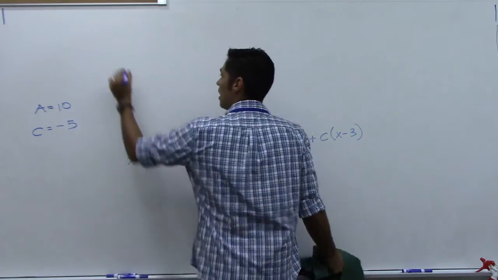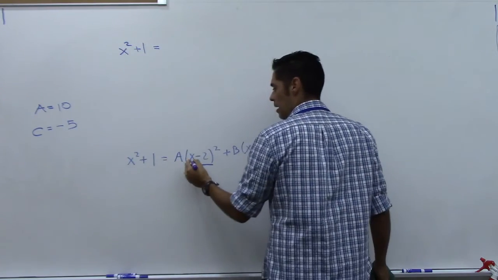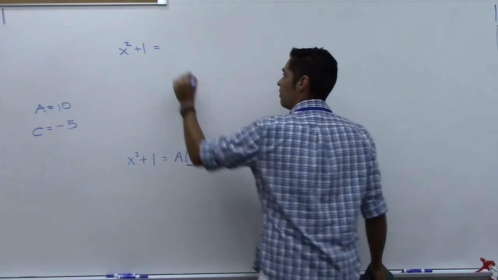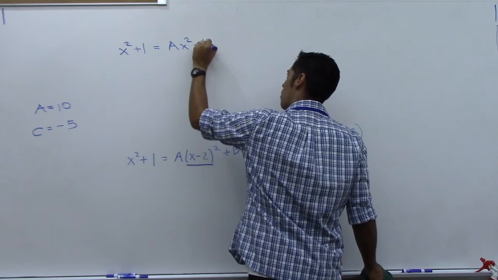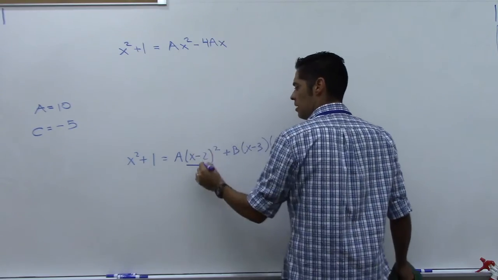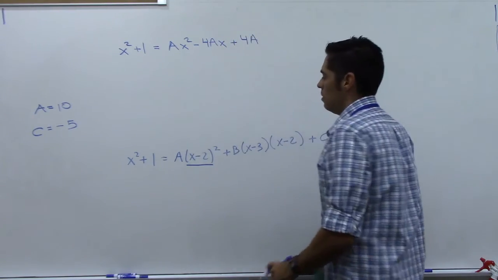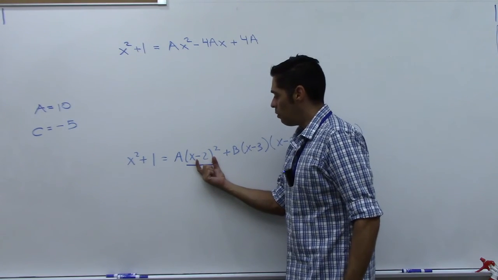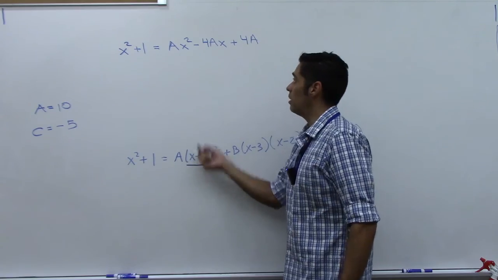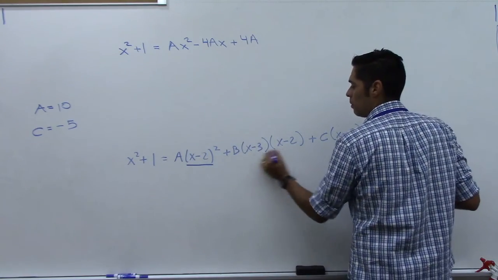So the left side's x squared plus 1 equals, okay, multiplying that out and then multiplying by a, you get a x squared minus 4a x plus 4a. So this multiplied together is x squared minus 4x plus 4, but then distributing an a through, you get that.